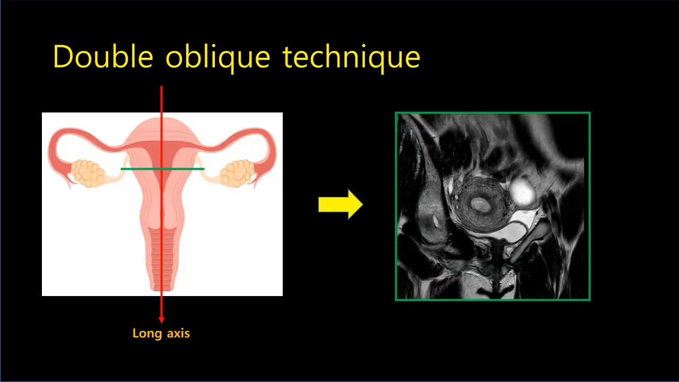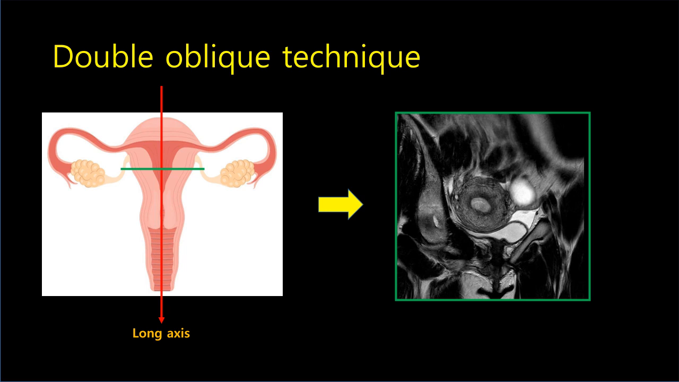Among the image planes of pelvis MRI, there is a plane that acquires images using the double oblique technique. An image plane perpendicular to the long axis of the target organ corresponding to the indication for the examination should be obtained. For example, if an image is obtained perpendicular to the long axis of the uterus, as shown in the figure, the extent of myometrial invasion can be accurately assessed.